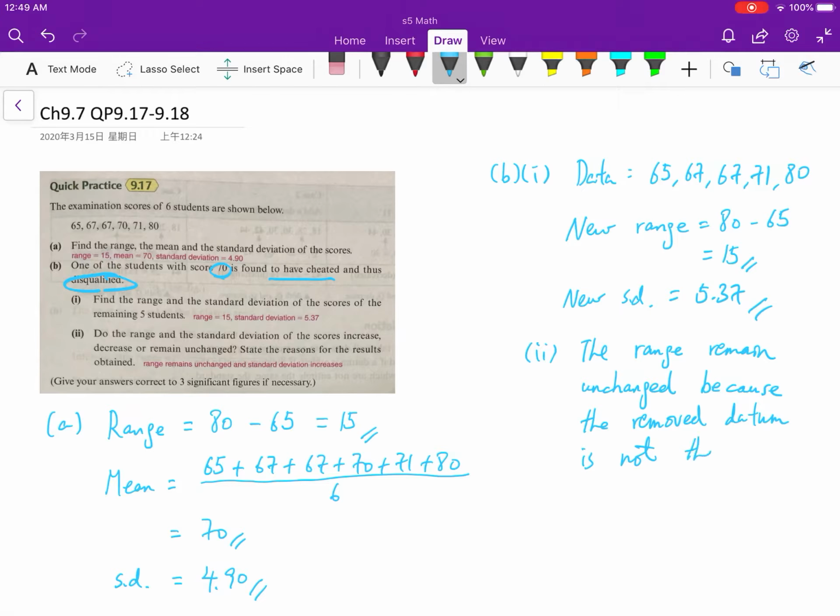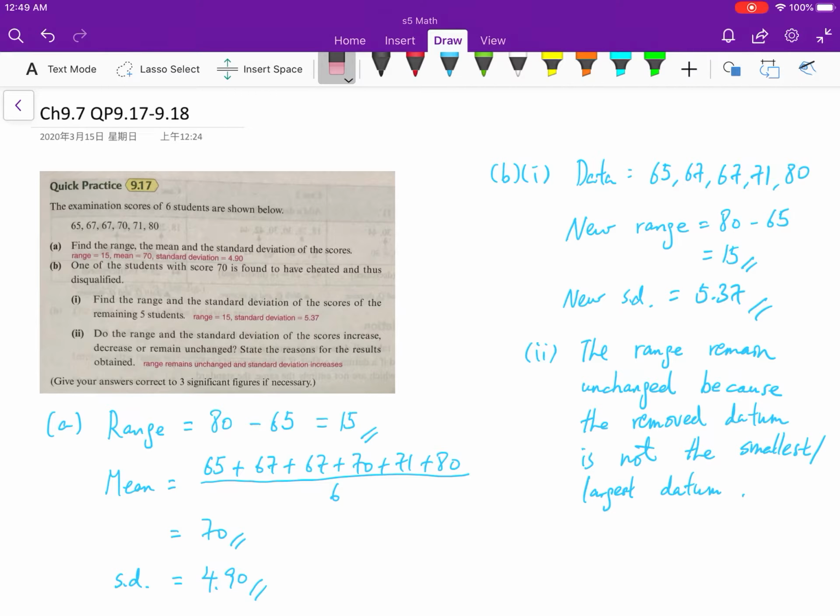So we can write it this way. The range remains unchanged because the removed datum is not the smallest or the largest datum.